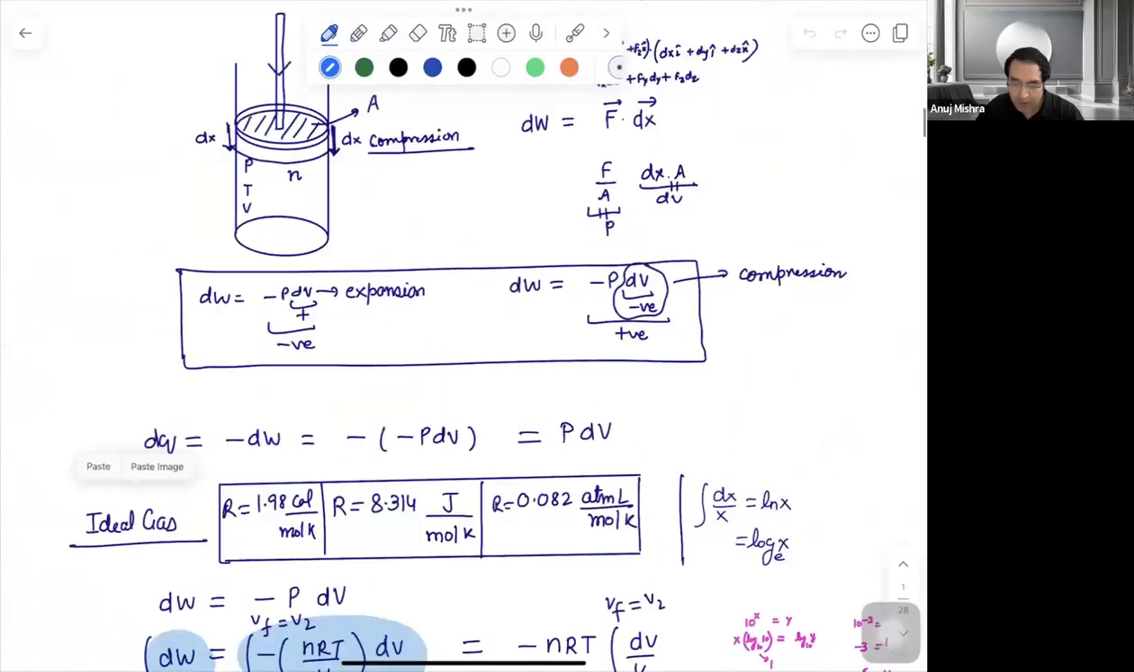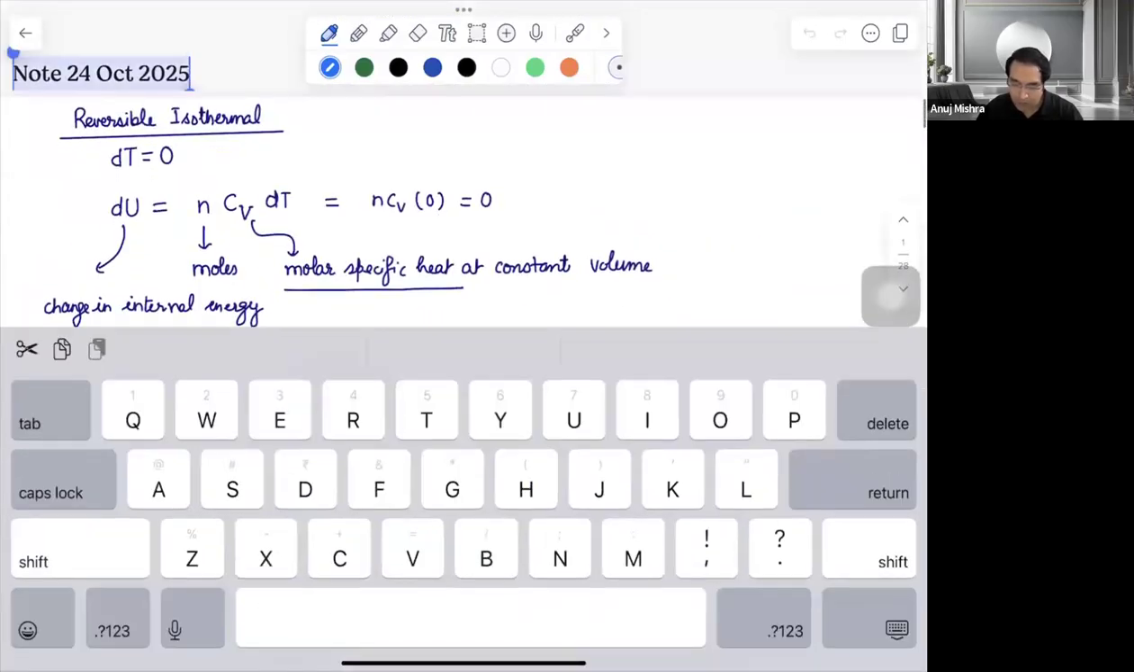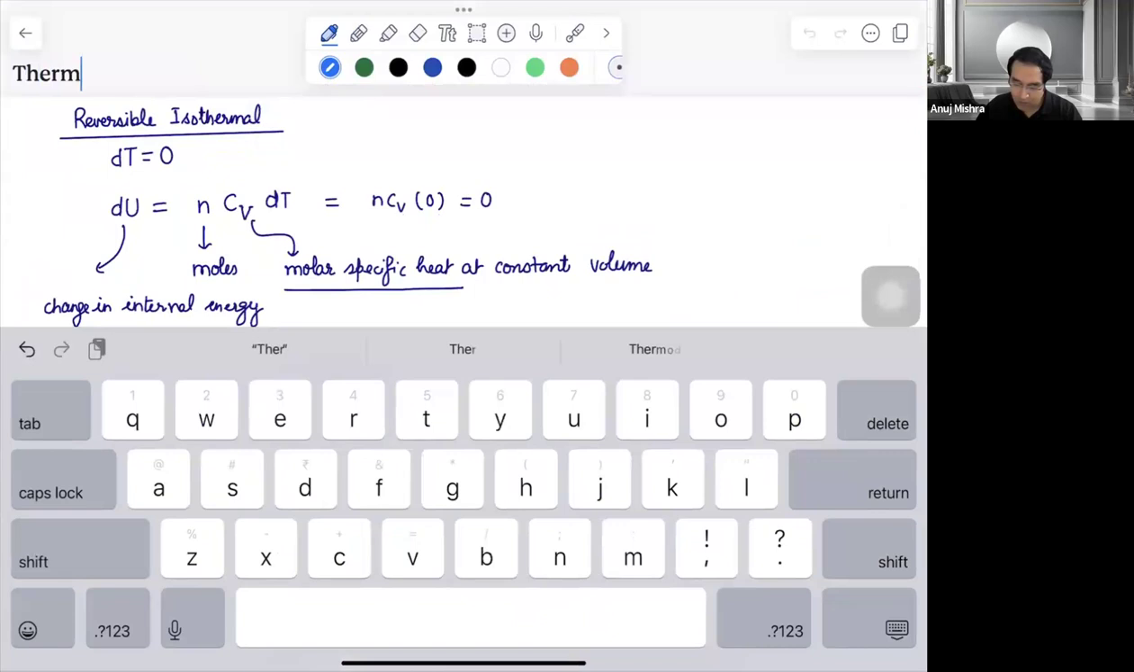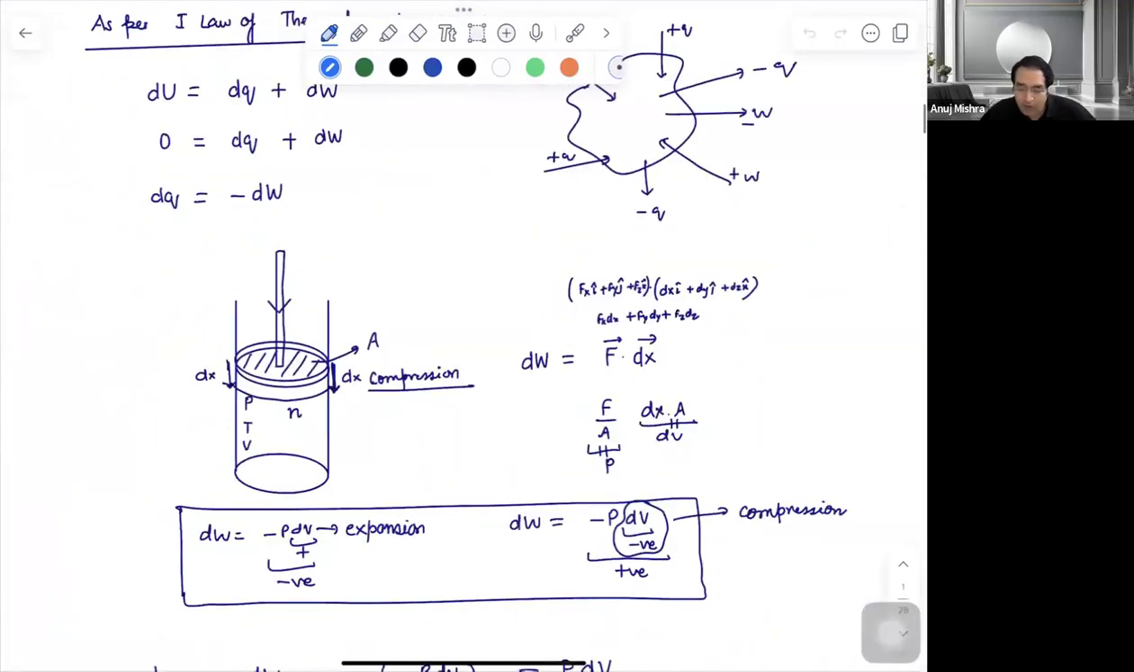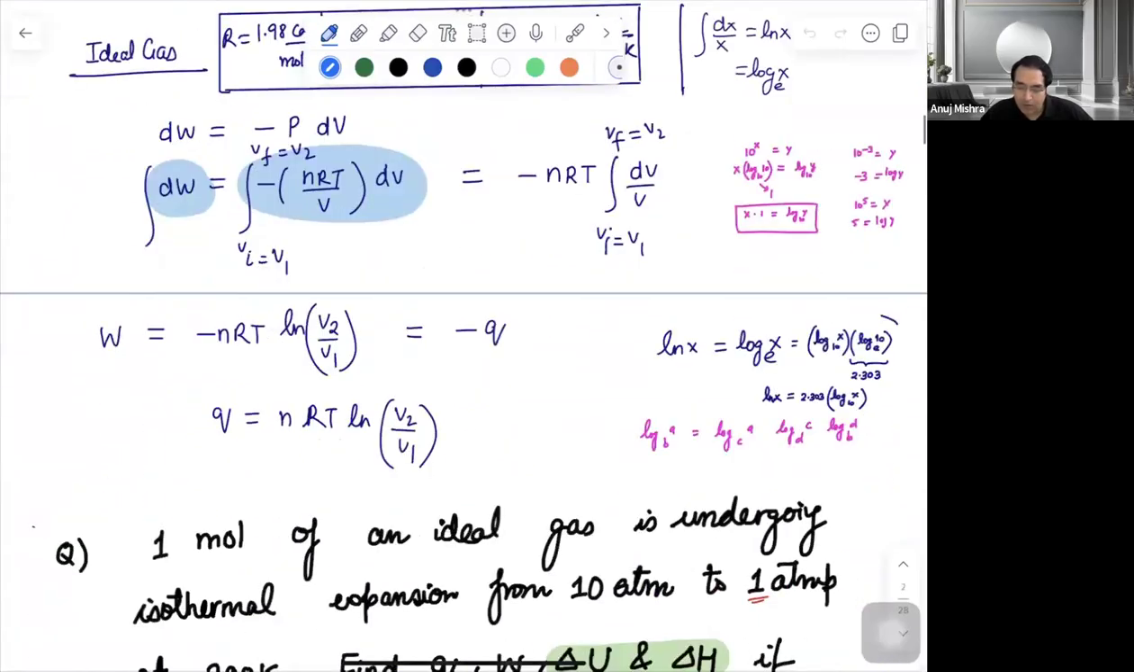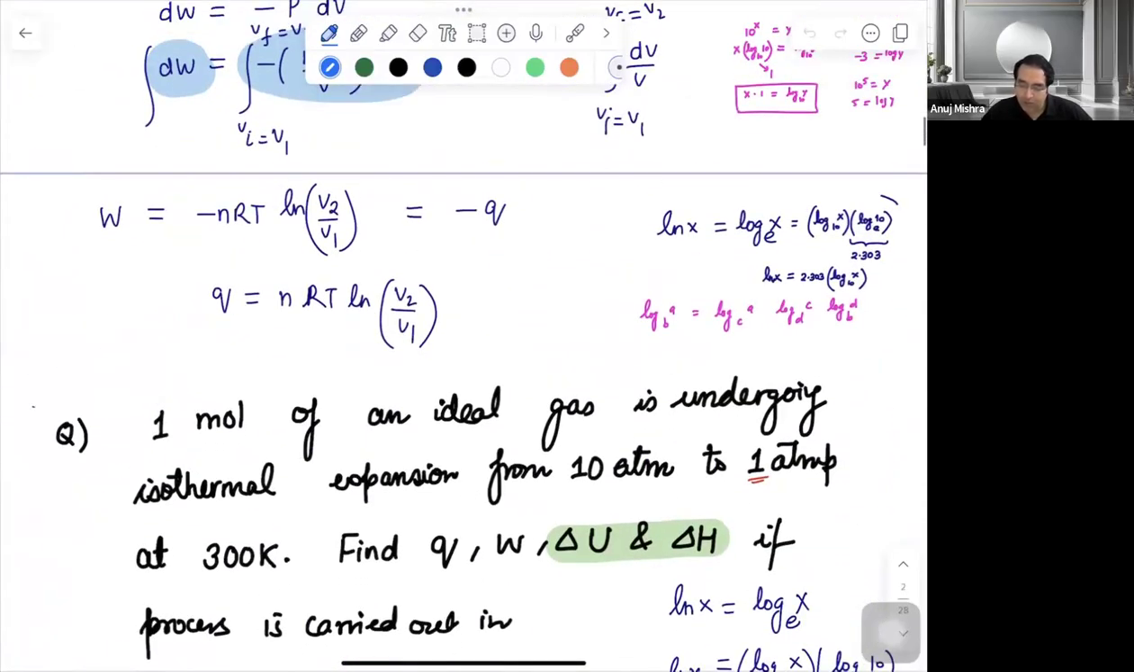So let's name it. I hope the first part is clear. Any problem with this? Answer this question, please.